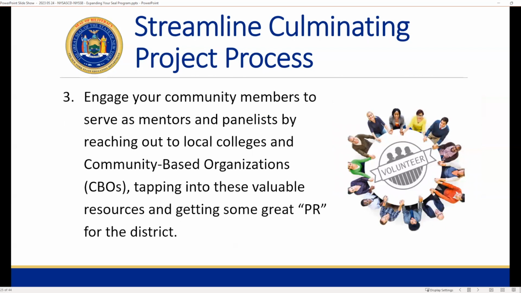You can also reach out to your community members, and they can serve as both mentors and panelists. You can reach out to local colleges as well as to community-based organizations and tap into these people who speak other languages and get some great PR in the process, or public relations, for your school, having a community member involved.